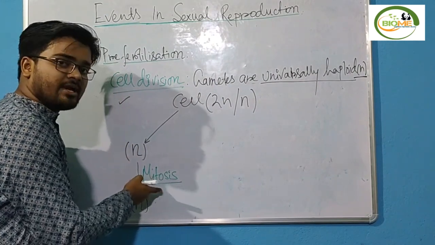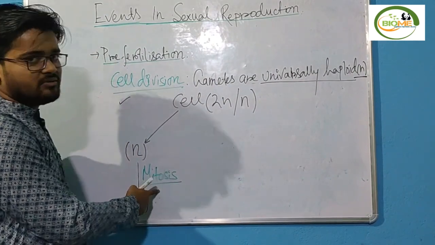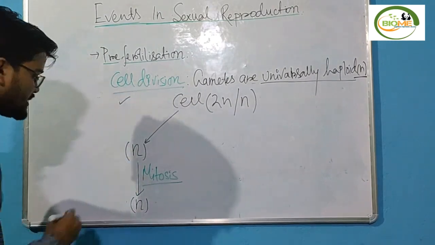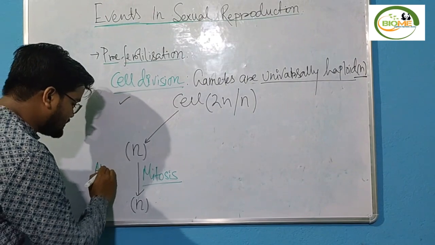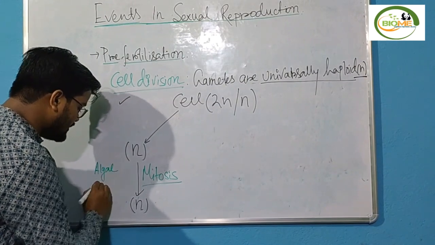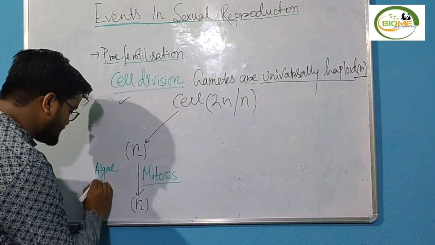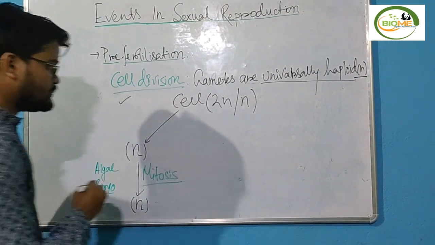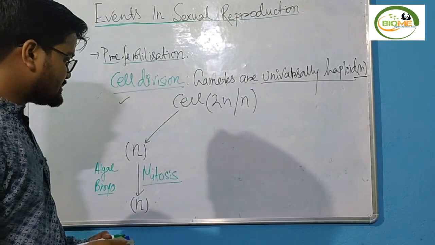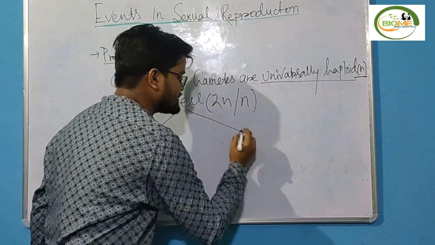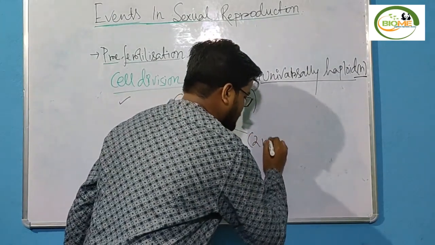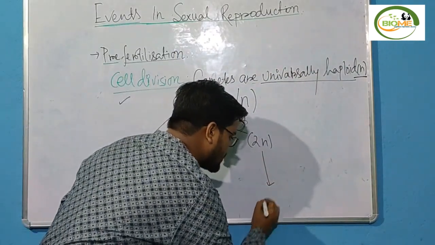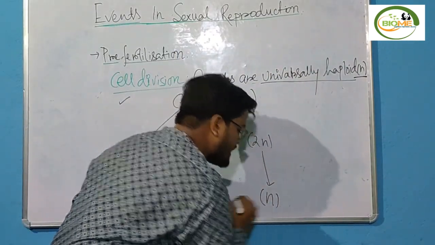And as we know, mitosis is equational division. Mitosis is equational division. Generally these things we get in algae, maximum algae, some fungi, some bryophytes, we are getting these features. Clear? And suppose this cell is diploid in nature, correct? So from this diploid cell there will be production of haploid gametes.